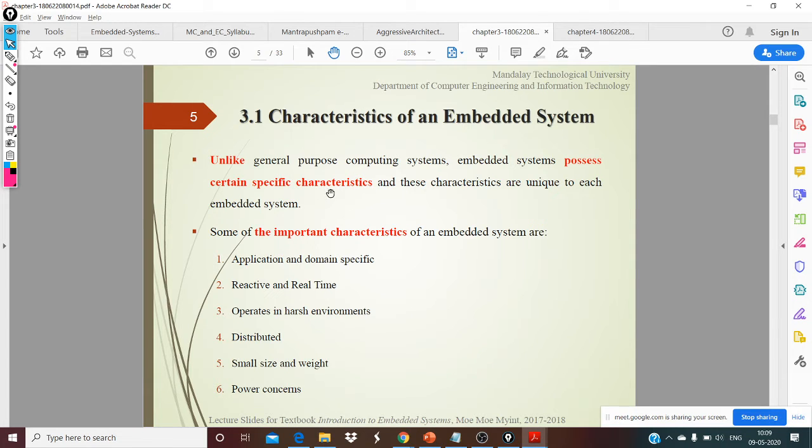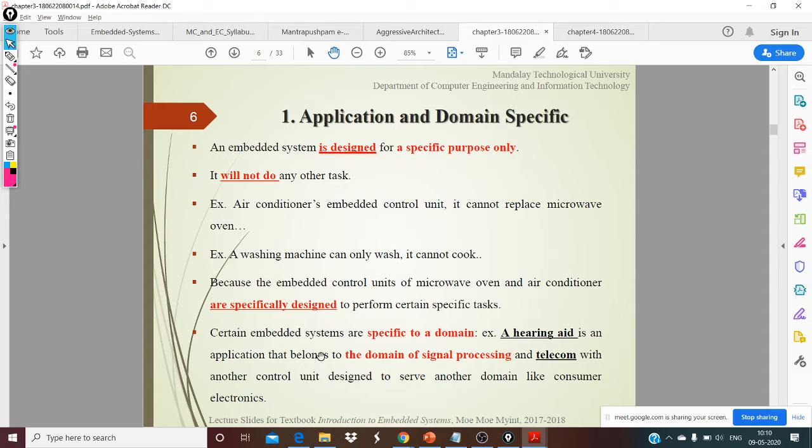Every single embedded system meant for a purpose is different from the other. These key characteristics are listed here. First is application and domain specific, reactive, real time operation, harsh environment. We're going to see all these things in the upcoming slides. So we'll move to the first point, which is application and domain specific.